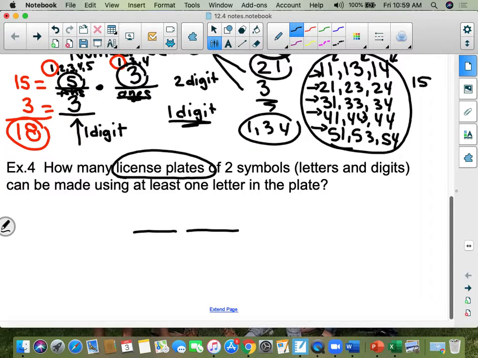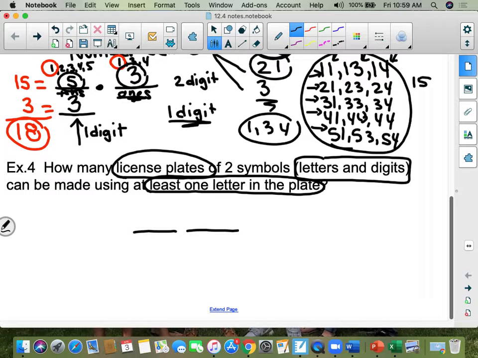2 symbols on a license plate. You can use letters and digits. I think most of you know that we can use letters and digits on license plates. And you have to use at least 1 letter in your license plate. How many license plates can you make if you have to use at least 1 letter in your plate?